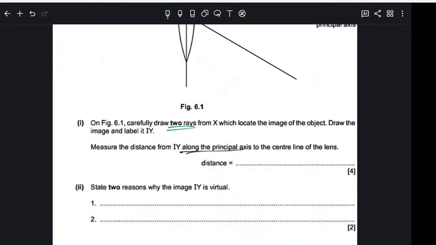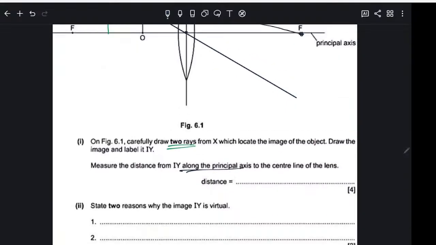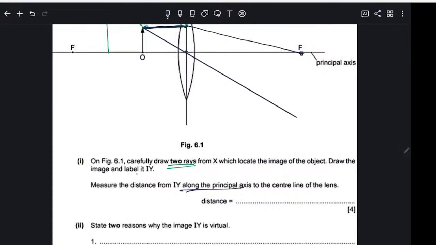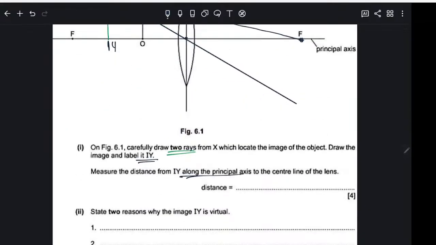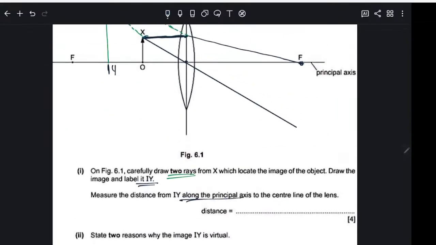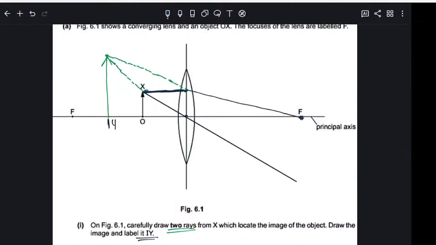Draw the image, measure the distance from IY. They say draw the image and label it IY. Wherever you're going to label it, say IY is your image. Measure the distance from IY to the principal axis. Now let me just make people understand. Principal axis is this whole line here. It's an axis, the only axis we have.